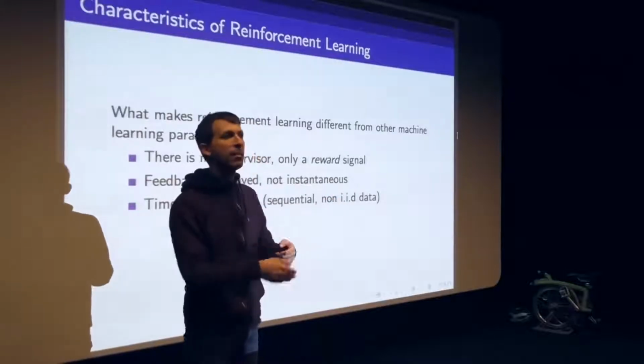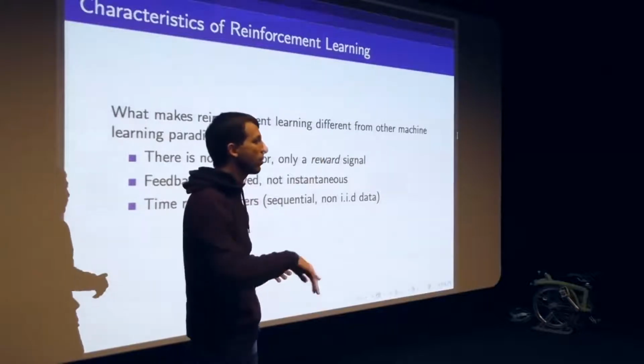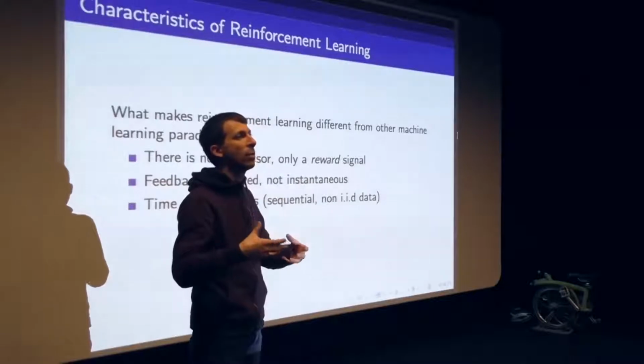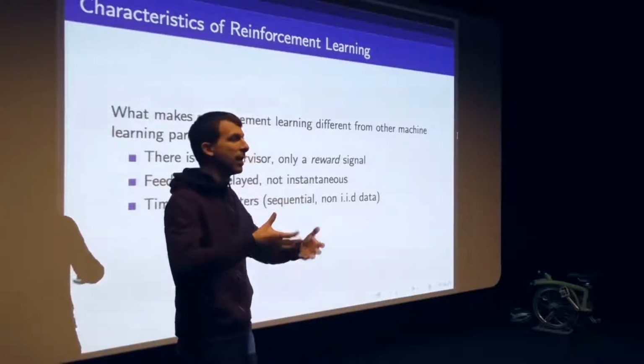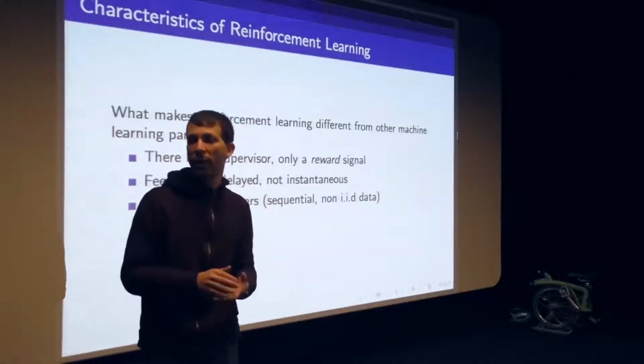Here, we've got a dynamic system. There's an agent moving through a world. Imagine a robot walking through some environment. What that robot sees at one second is going to be very correlated to what it sees at the next second. The IID paradigm that we're familiar with doesn't apply to RL.